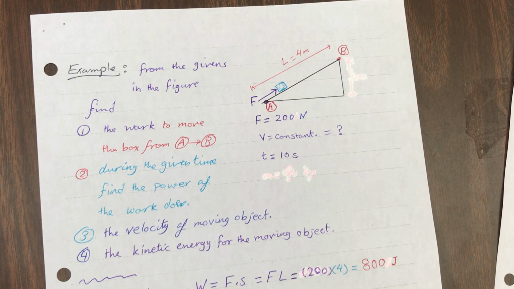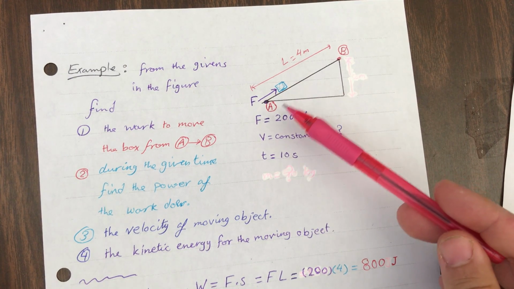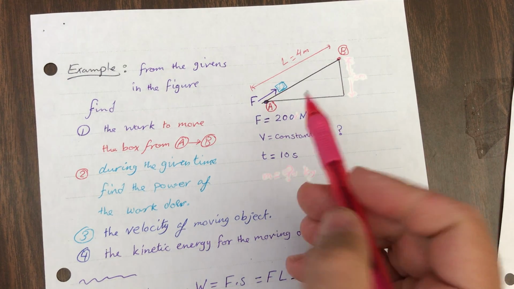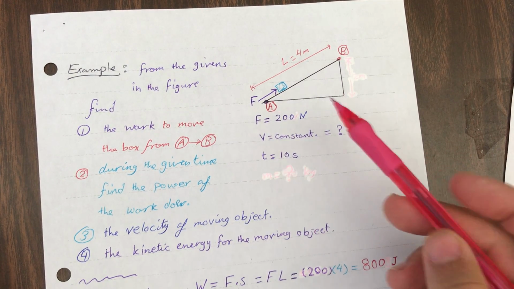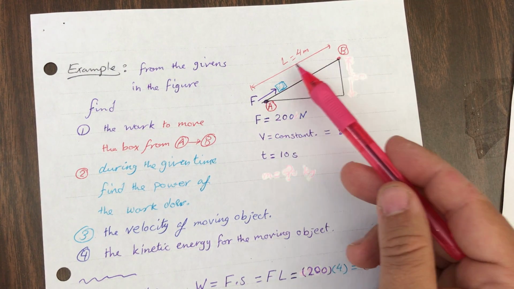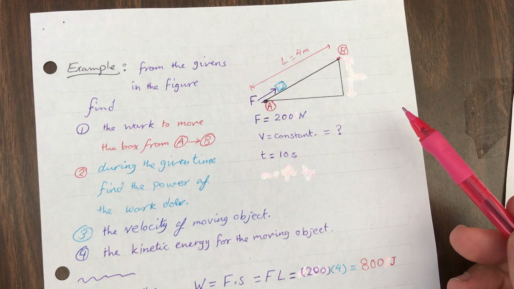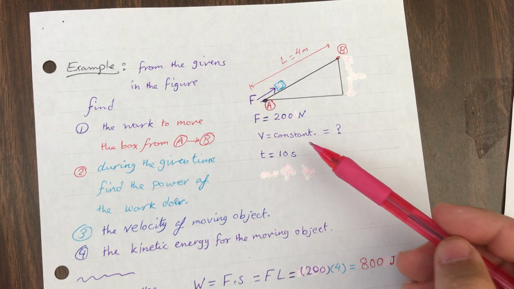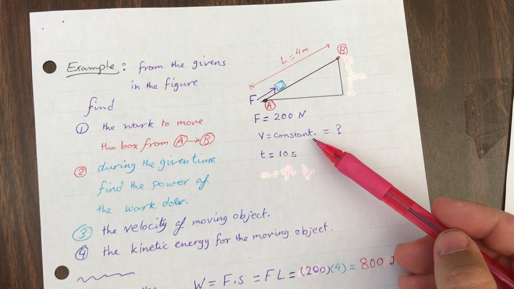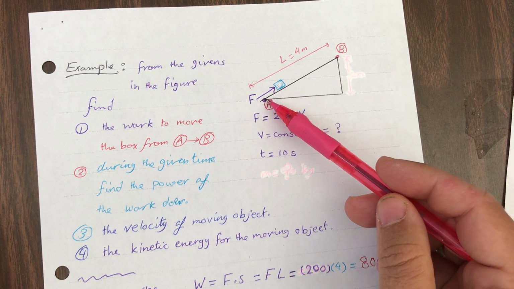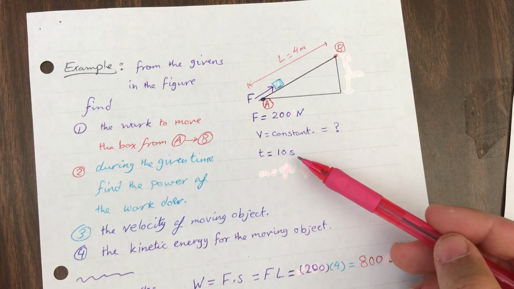Okay, let us look now at this example, calculating the power, the work, the kinetic energy, and something for a moving object. If we have this object, we need to move it from point A to point B on some level. Maybe this angle is equal to 0, maybe it is not, and the distance that we need to move this object along is L equal to 4 meters. And we act by a force equal to 200 newtons. The velocity is constant, and the time spent to move this object from point A to point B is 10 seconds.